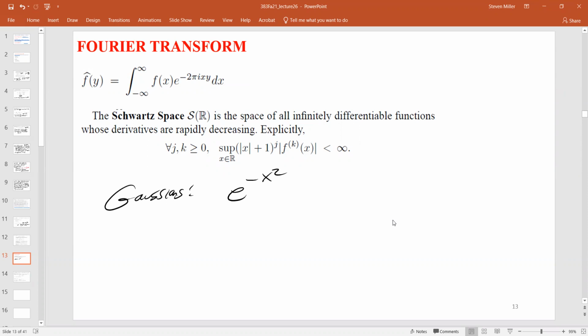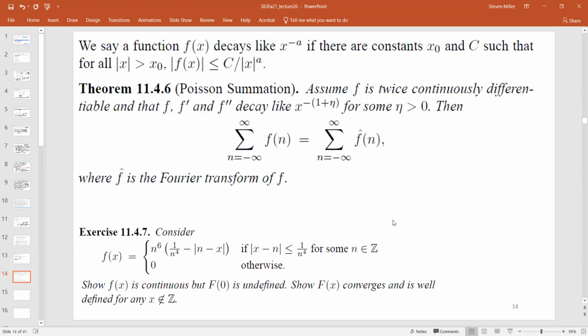So polynomials in x coming down. But the e to the minus x squared is still going to decay so rapidly that this won't matter. And so the big result is the Poisson summation formula. We've talked about this a little bit before. The technical condition I need is for my function to decay like x to the minus a for some a greater than 1.